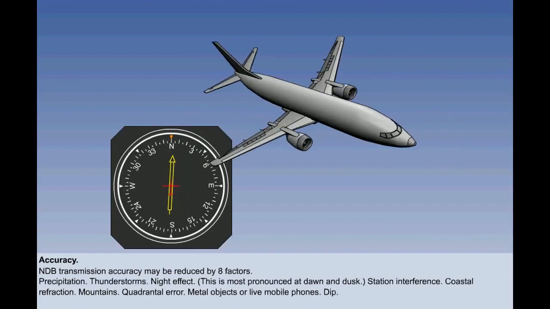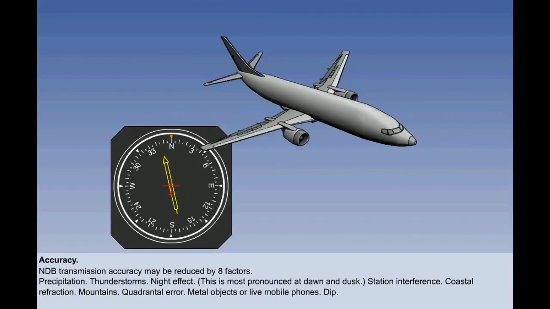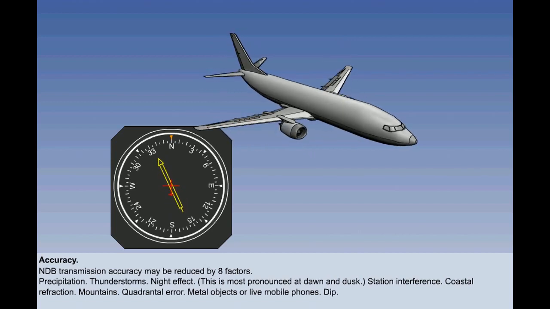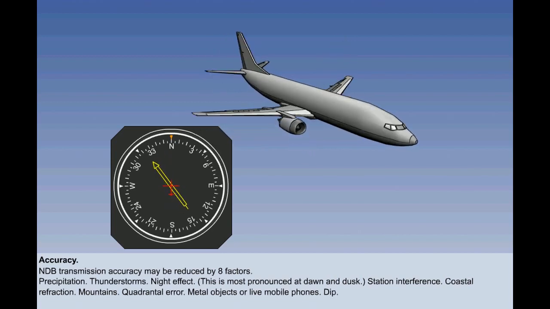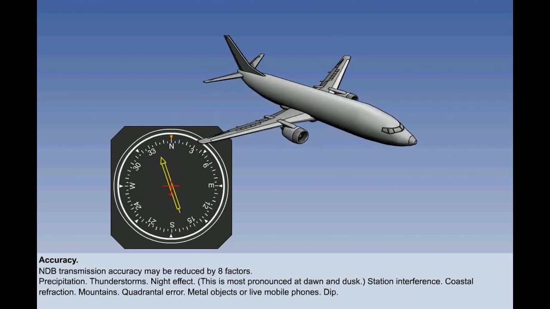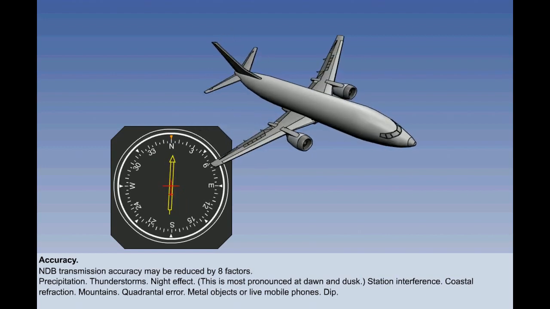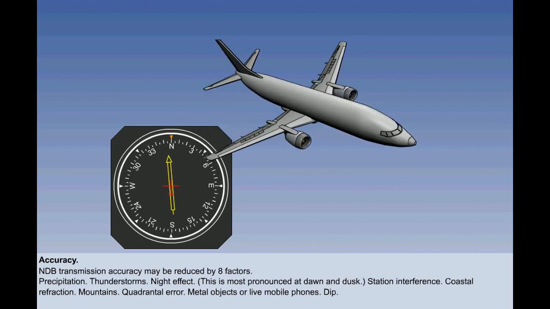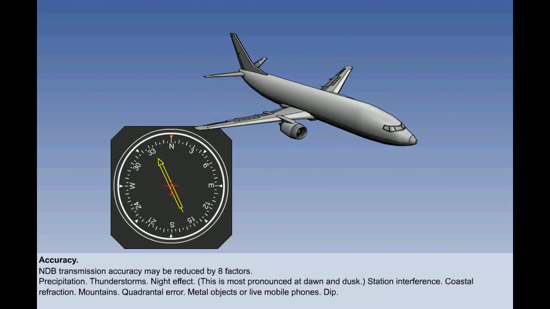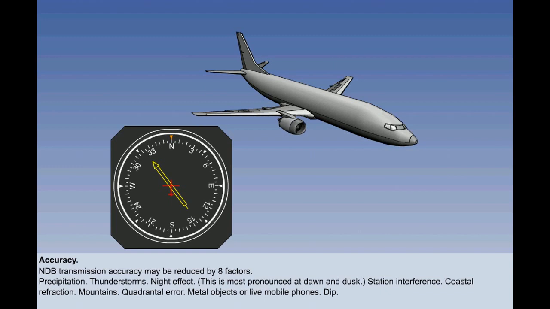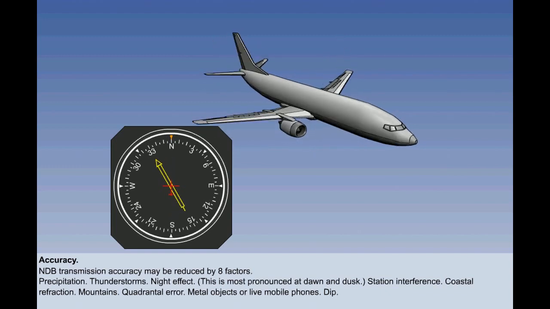Dip error refers to an inaccurate ADF reading when the aircraft is banking. Because the system is designed to work in horizontal flight, any banking will tilt the horizontal arms of the loop antenna, and this produces an electrical current which causes a small error in the indicated bearing. If a left wing is lowered, the ADF needle will fall in the same direction by about 10 degrees.